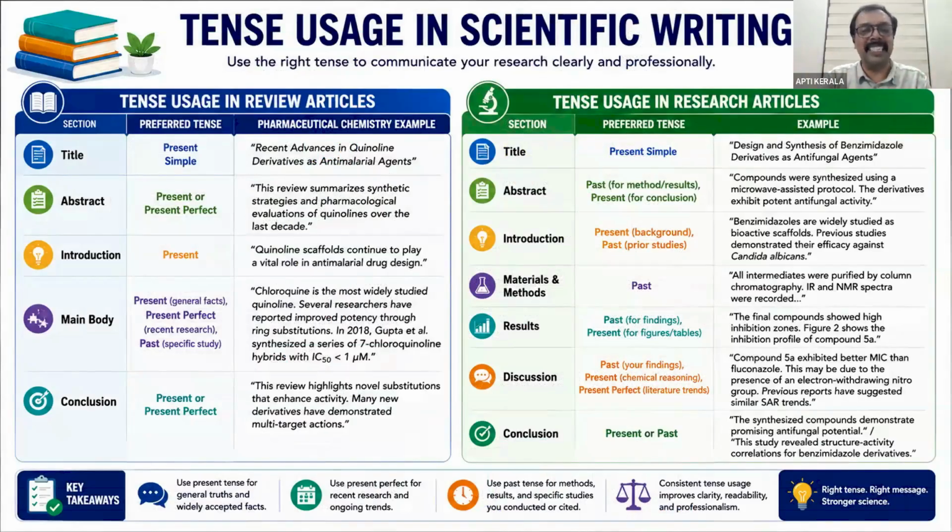I am not going to discuss each and every one, but the major point is: use present tense for general truths and widely accepted facts. Use present perfect tense for recent research and ongoing trends. Then use the past tense for methods. If you are presenting some results or quoting some work, for example, Aneesh et al. conducted a study on this and this, like that, if you are presenting in particular, use past tense. So this is the main difference in the tense usage between review and research articles. So while writing the content, you should take care of the usage of tense also.